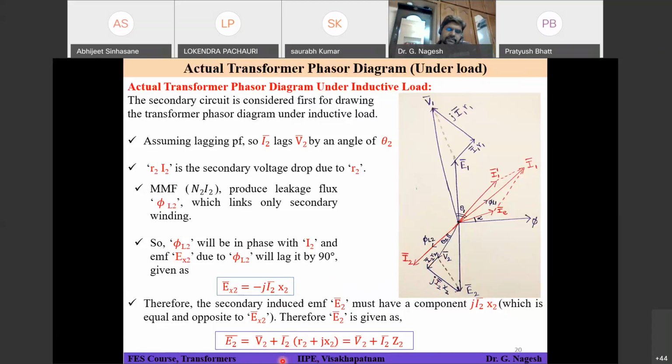If you talk in terms of terminology, E2 is called the secondary induced EMF. V2 is called the secondary terminal voltage. This is called terminal voltage. This is called induced EMF. R2 and X2 are the secondary winding resistance and secondary winding leakage reactance. Z2 is called the secondary leakage impedance, or secondary winding impedance.